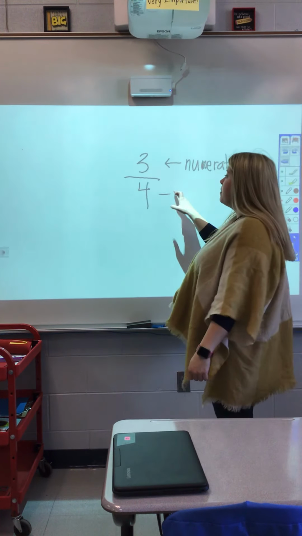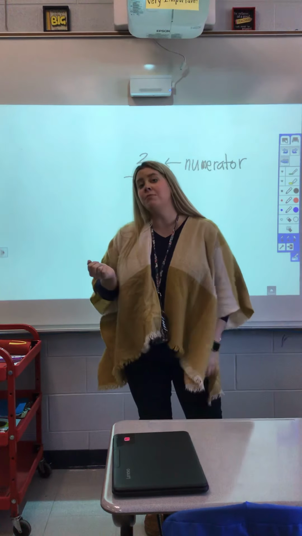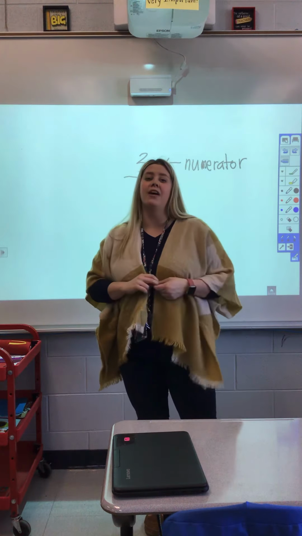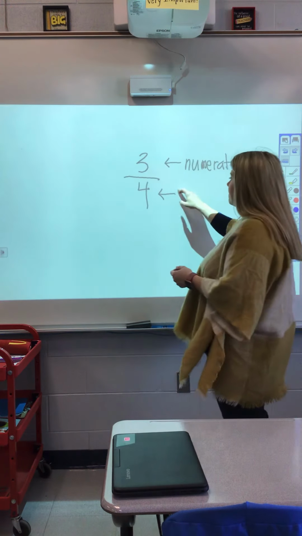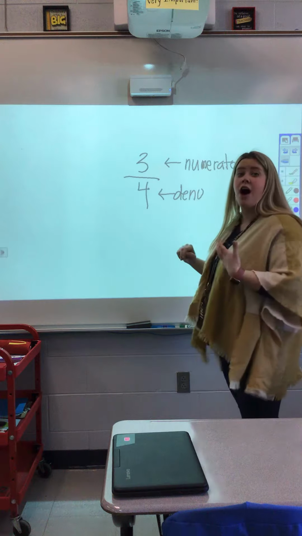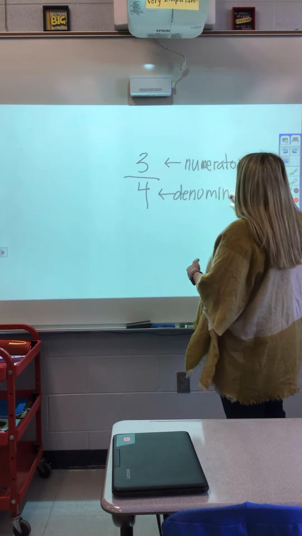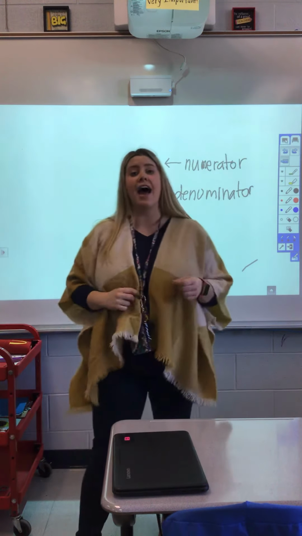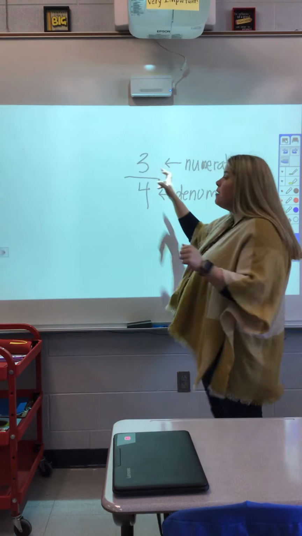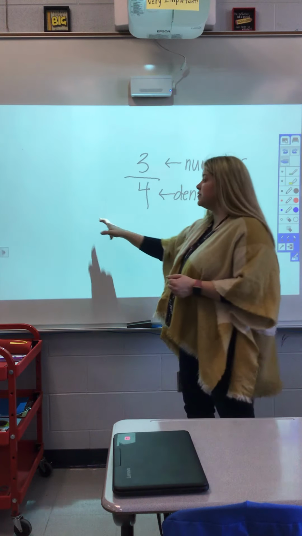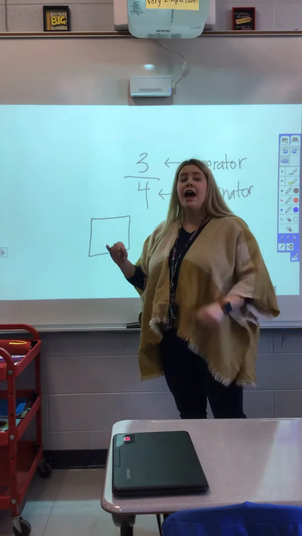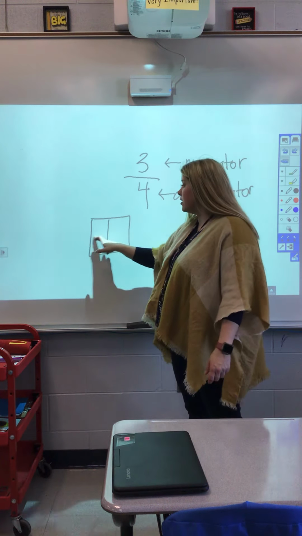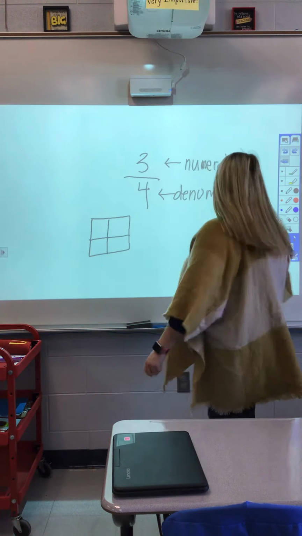Okay? Our bottom number, can you remember what the bottom number is called? Remember my wrestling example? Try to say the bottom number out loud to yourself. Right, it's the denominator. And the denominator tells me how many parts I have total. So if I wanted to draw a picture to represent this fraction, okay, how many parts do I need to divide it into? Right, I have 4 total parts, so I need to divide it into 4 parts.